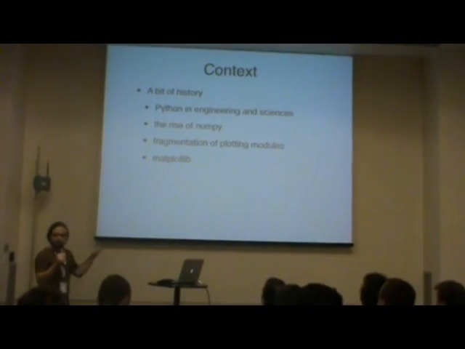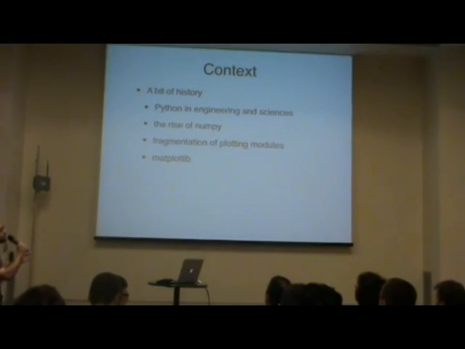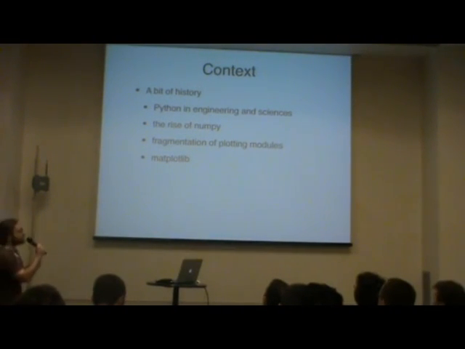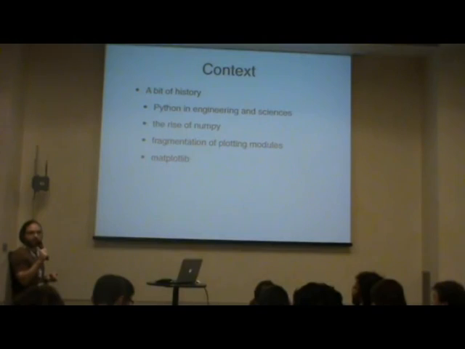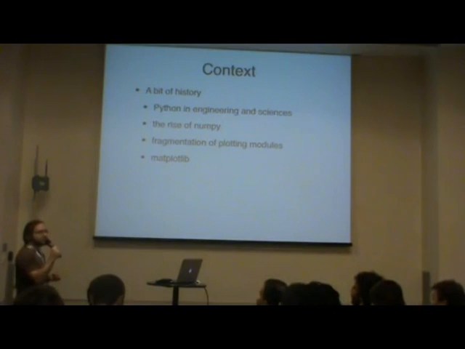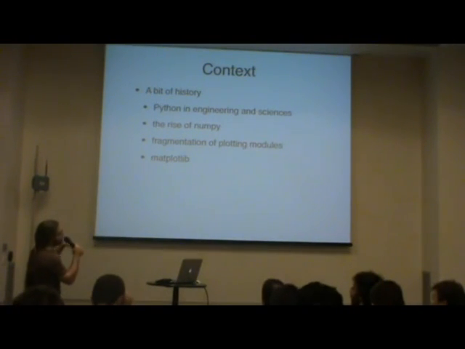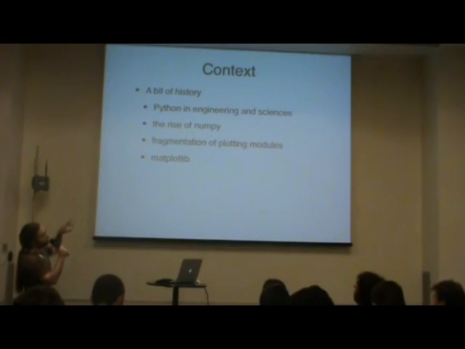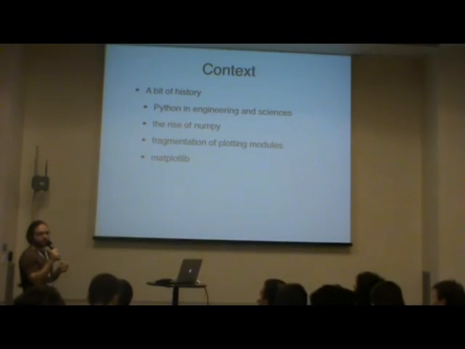So during the first part of the session, I describe a little bit of history. I describe how Python got into the scientific game and how it began to be used in science and engineering. Then I describe how Numpy became the kind of de facto standard to do number processing using Python. I describe a bit of how we converged on Matplotlib for doing figures and visual stuff.